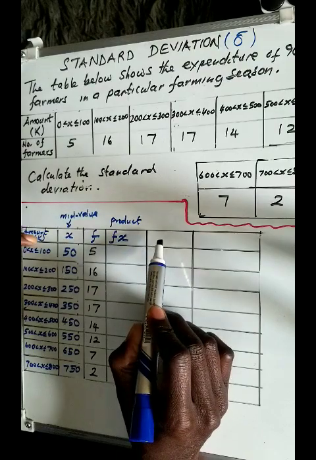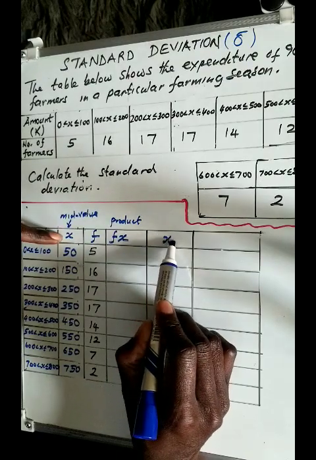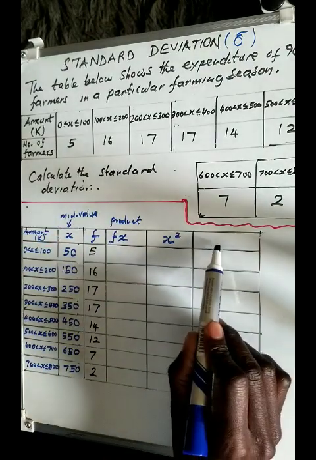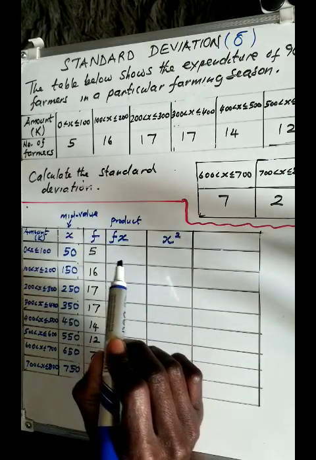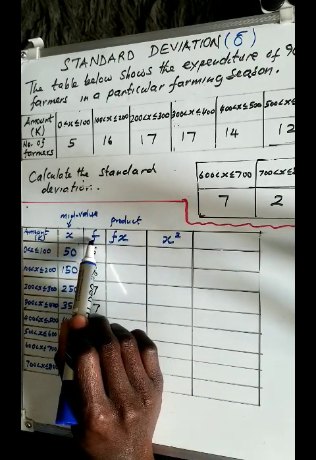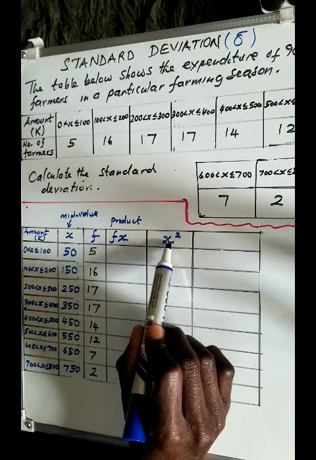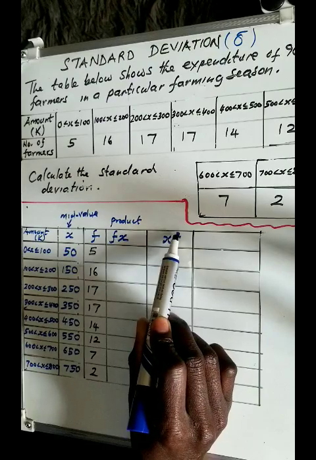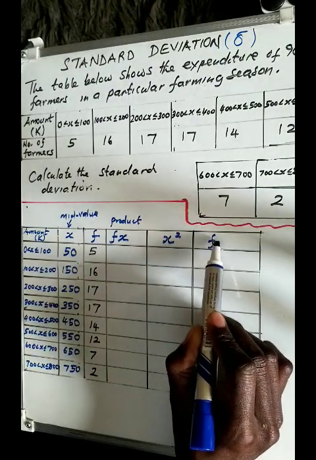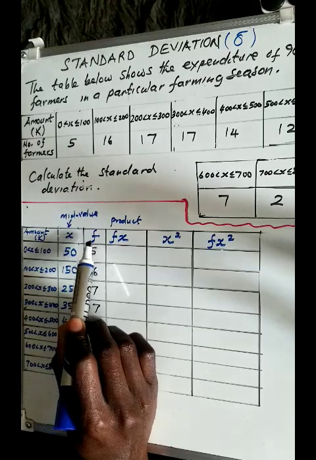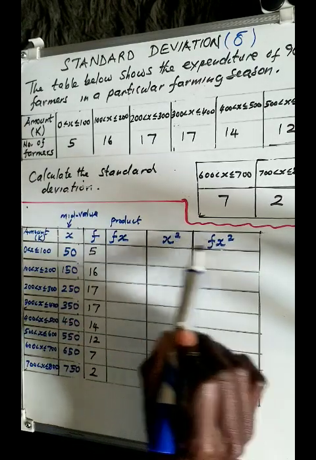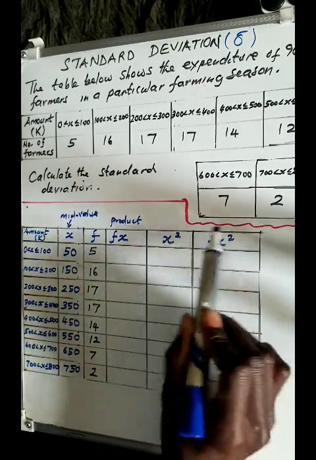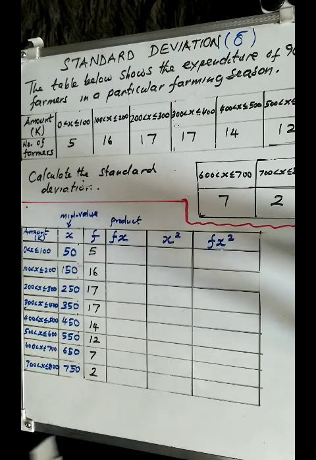In the next one, you are going to get the value of x, but you raise it to the power 2. Then in the last one, we are going to have the frequency multiplied by the mid value raised to the power 2. So it will be f x squared. We are just multiplying the frequency times this value that we are going to get there. That will give us the last value. So this is method 1 that I'm talking about.